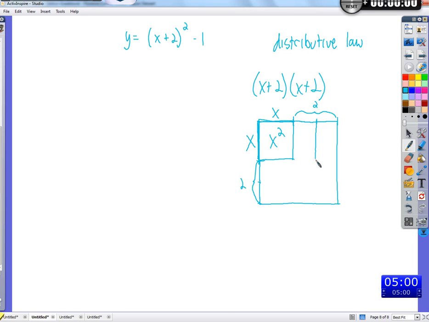And this part would be 2 times the distance x. So this would be an x, and this would be an x. Same as over here. And over here, we have 2 times 2. So this would be 1, 1, 1, and 1. So we have an x squared plus 4 x's plus 4.